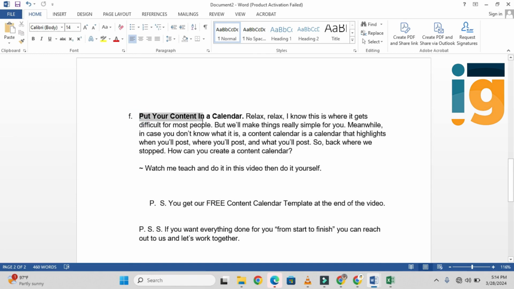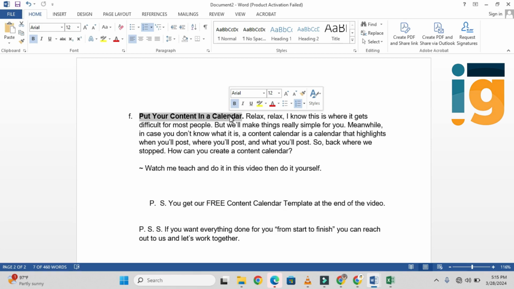This is very, very important. Now relax. I know that for some people this is where it gets difficult. They feel like, wow, all of this is so much work. But what we have done, like we have promised, is make this really, really simple for you.